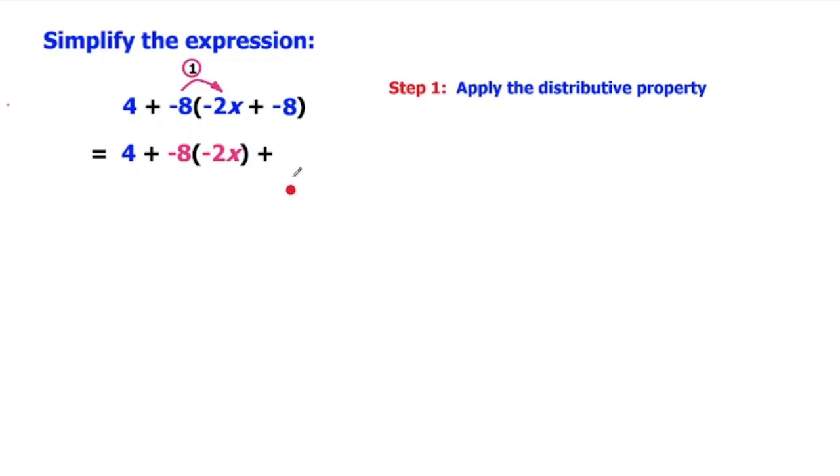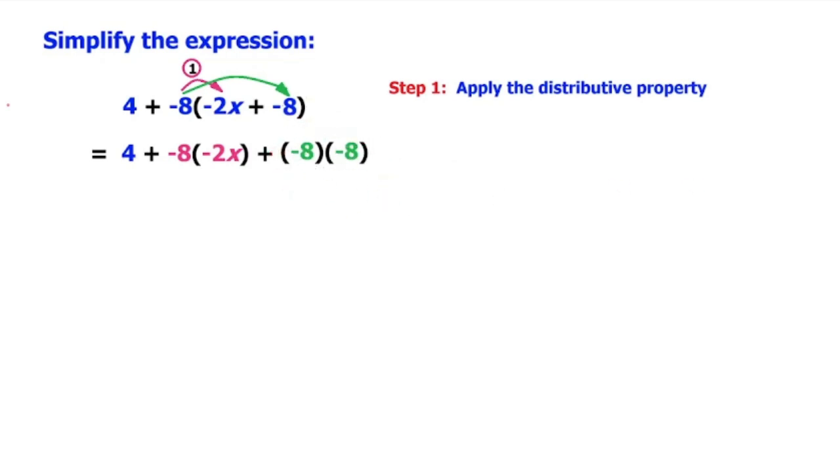So let's rewrite our equation. So 4 plus negative 8 times negative 2x plus, now we're going to multiply this negative 8 onto this negative 8 here. So that's going to look like this. So this is how we finish off the rest of the equation. Negative 8 times negative 8.